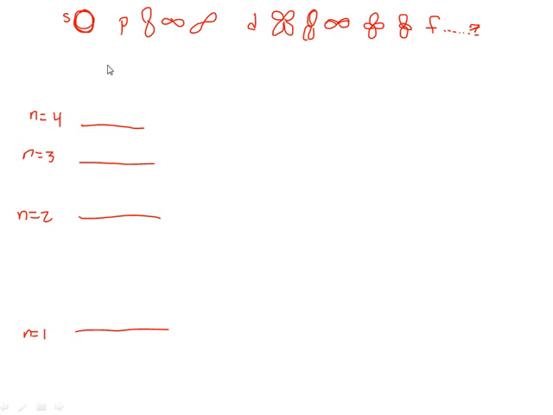Alright, so here's our n. For our L, things start to split. For n equals 1, we have an L equals 0, which corresponds to s. And so that's 1 orbital, and 2 electrons can fit in every orbital. So that's why there are only 2 electrons in the first energy level.